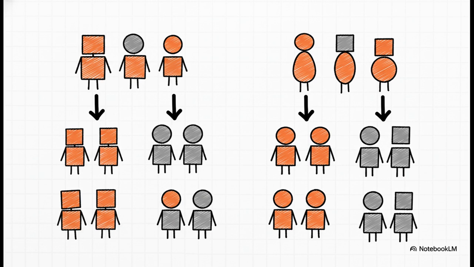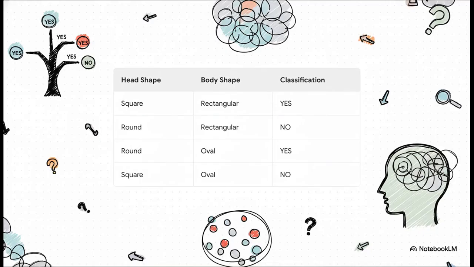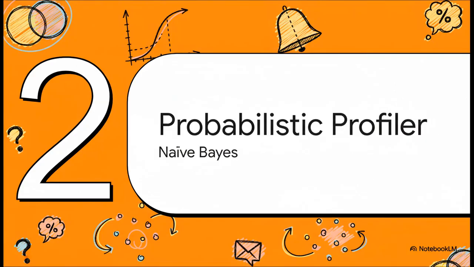They're perfectly classified. And what we're left with is this crystal clear set of rules. If a figure has a square head and a rectangular body, it's a yes. If it has a round head and a rectangular body, then it's a no. It's just a simple but really powerful flowchart that any computer or, hey, even a person can follow to make a prediction.